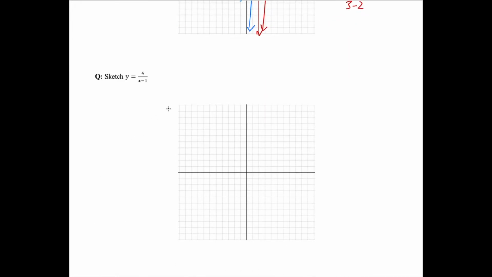Here we have one more example. Sketch y equals 4 over x minus 1. So like I said, before we do these questions, find the asymptote first. So what value can't x be? x cannot be 1, right? So therefore x equals 1 is the asymptote.